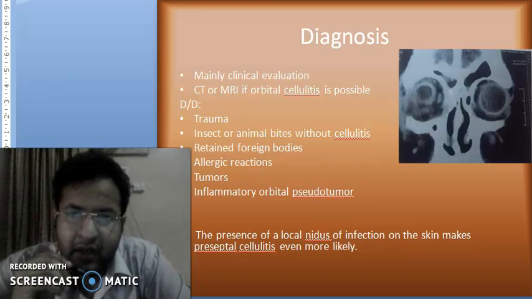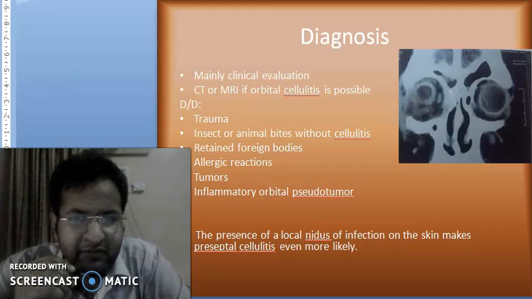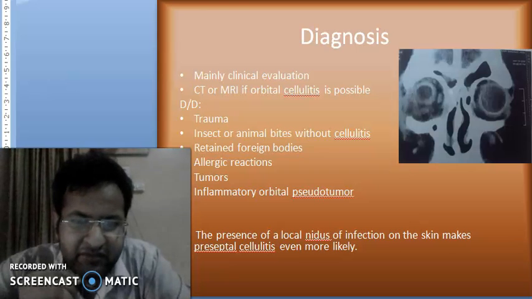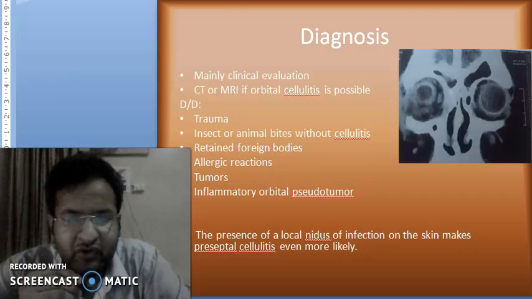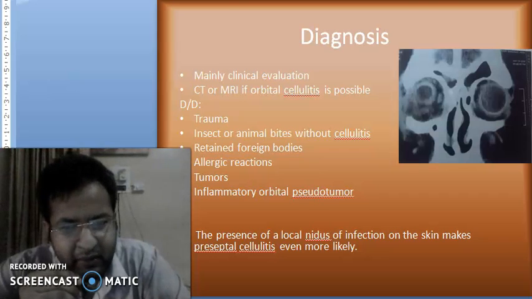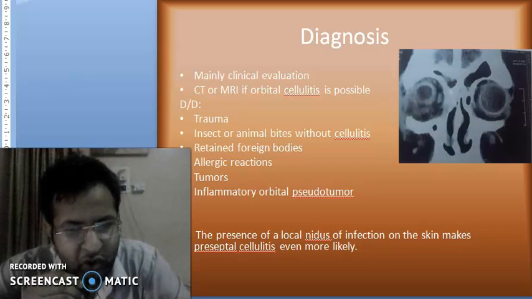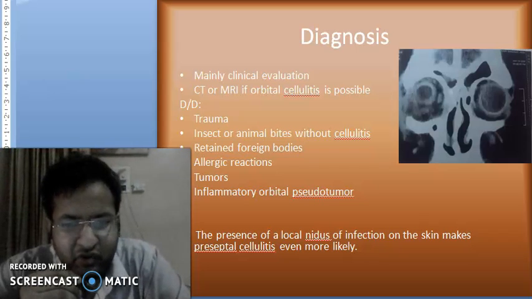Diagnosis of orbital cellulitis is mainly from the clinical evaluation. CT or MRI, if possible, can be done. The differential diagnosis of orbital cellulitis would be trauma, insect or animal bite without cellulitis, retained foreign bodies, allergic reactions, tumors, and inflammatory orbital pseudotumor.